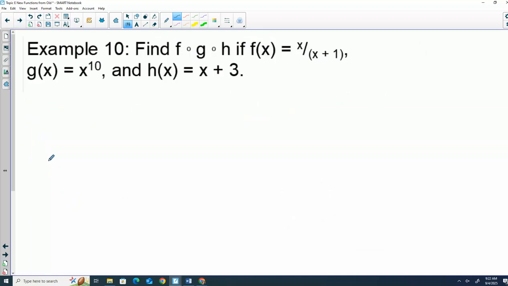We saw on the graphs we aren't limited to only 2 functions. We can do compositions with multiple. So let's try one of those. So if we said f composed with g composed with h, f of g of h.